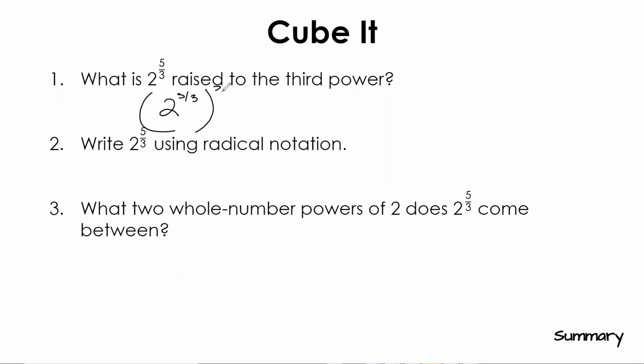Again, on this one, we're going to have 2 raised to the 5/3, and we're going to raise that to the 3rd power. That's what it's asking us to do. So what's going to happen with these exponents? It's a power raised to a power, which means they're multiplied. So that's going to be 5/3 times 3/1. When I multiply, that gets me 15/3, which simplifies to 5. So this is 2 to the 5th power.